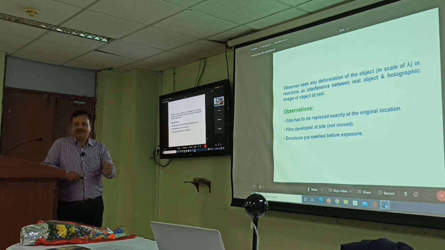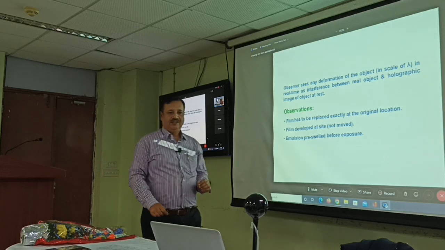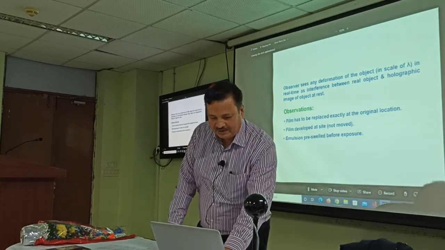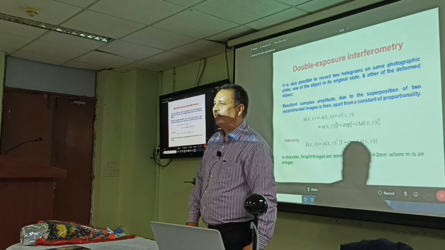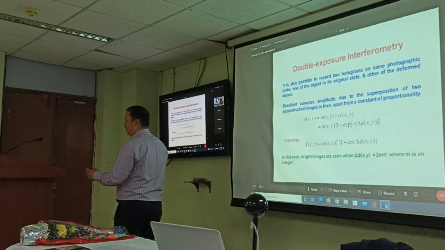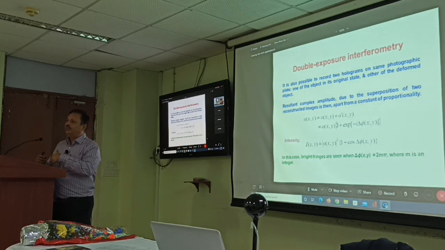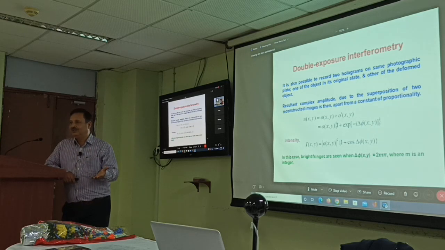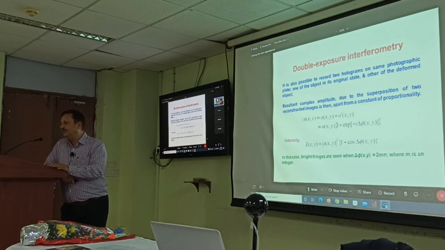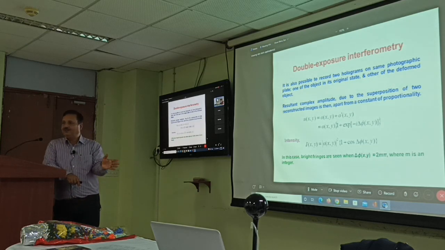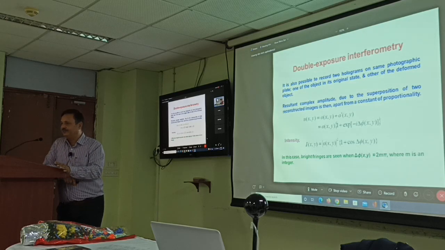Emulsion pre-swelled before exposure. Now here, this technical problem related to the exposure can be removed or overcome with the help of digital holography. In digital holography, you can do the reconstruction in real time. So these are the problems with optical holography, when you are recording the hologram on a film and then doing that. It becomes easier when you are doing the comparison with digital holography. In digital holography, you can do the reconstruction in real time. There are fast algorithms, and then you can do that.